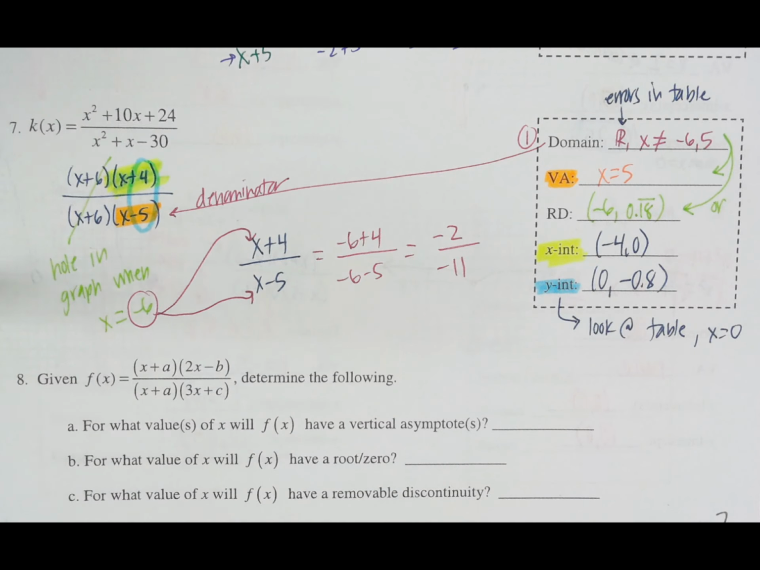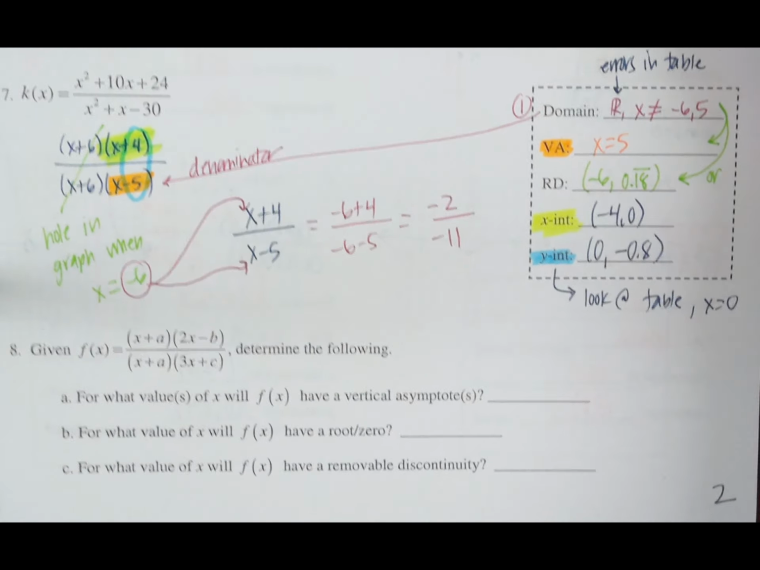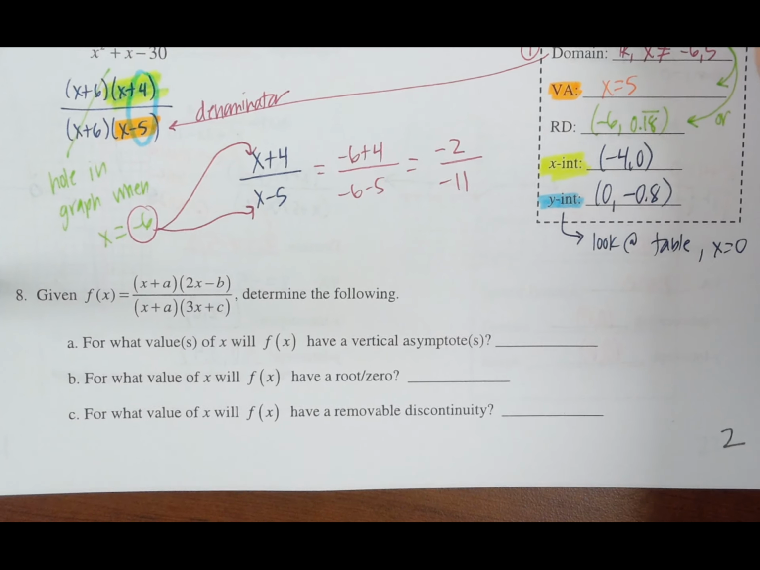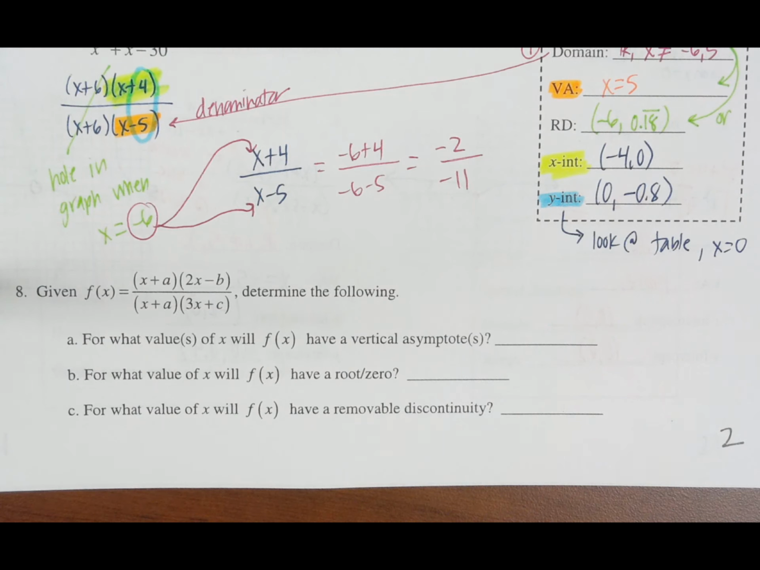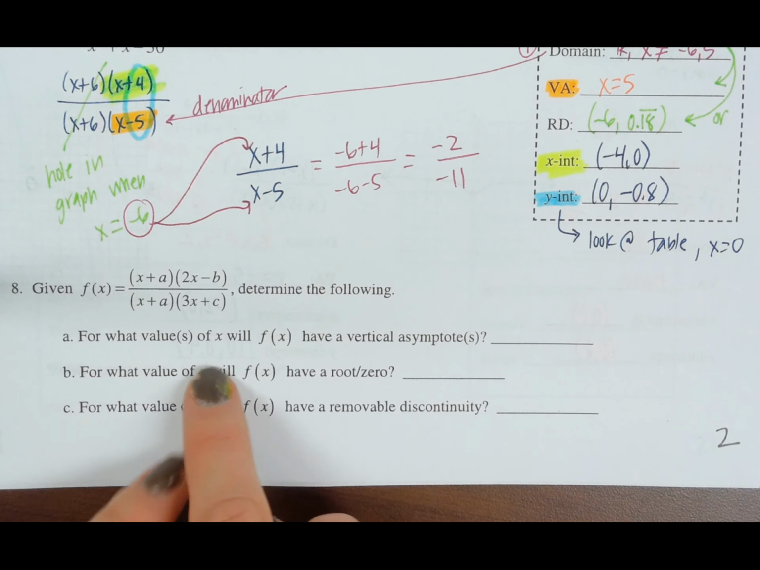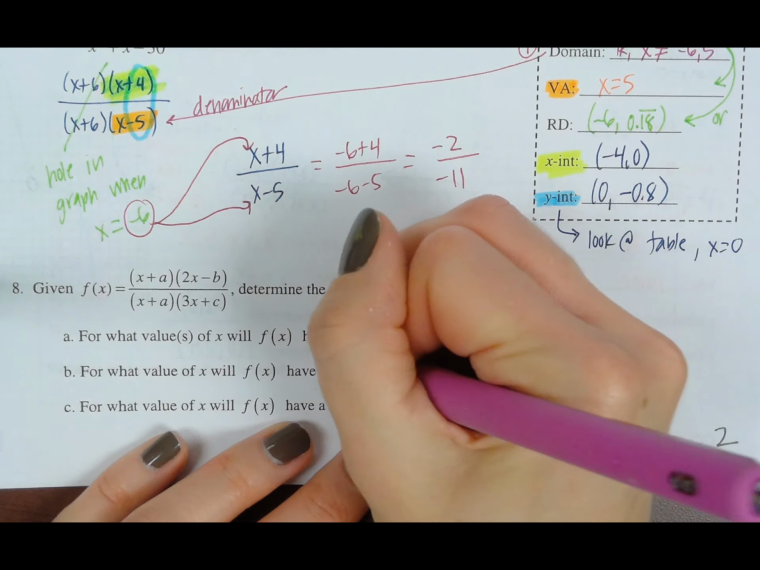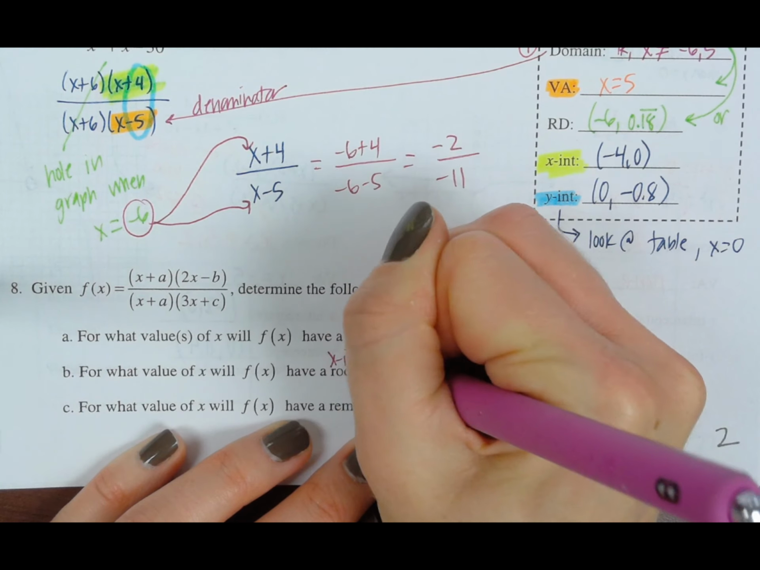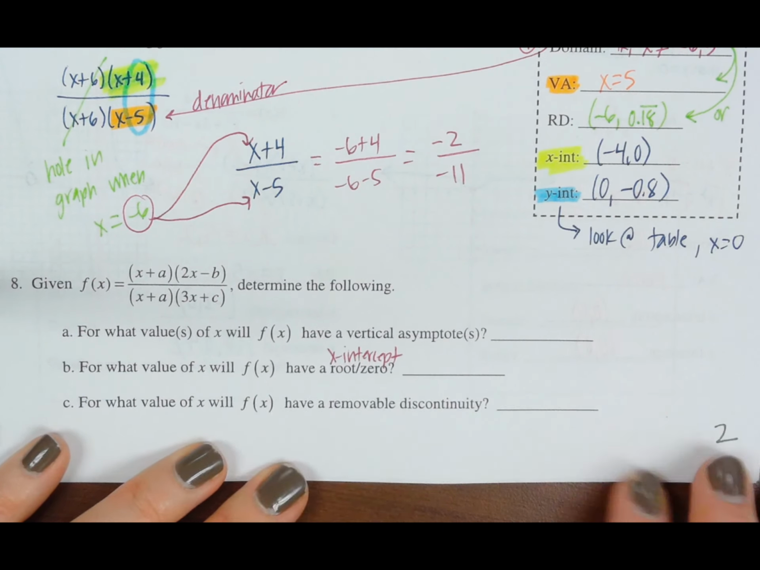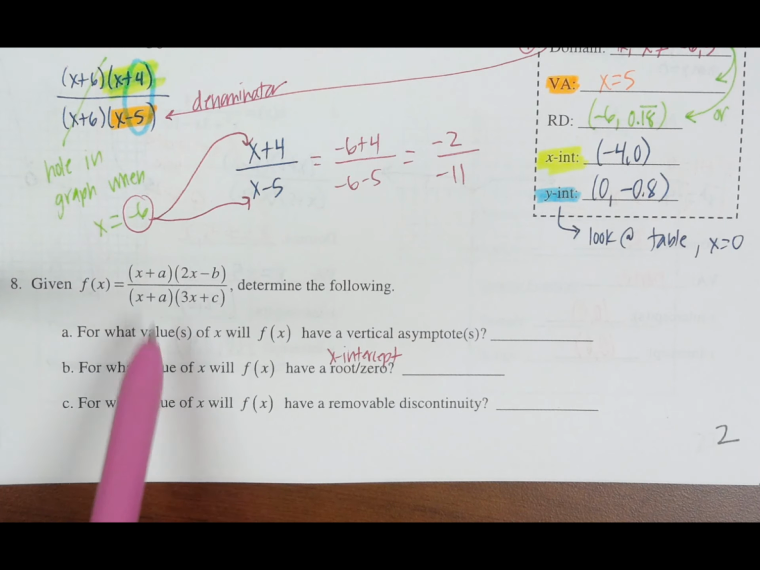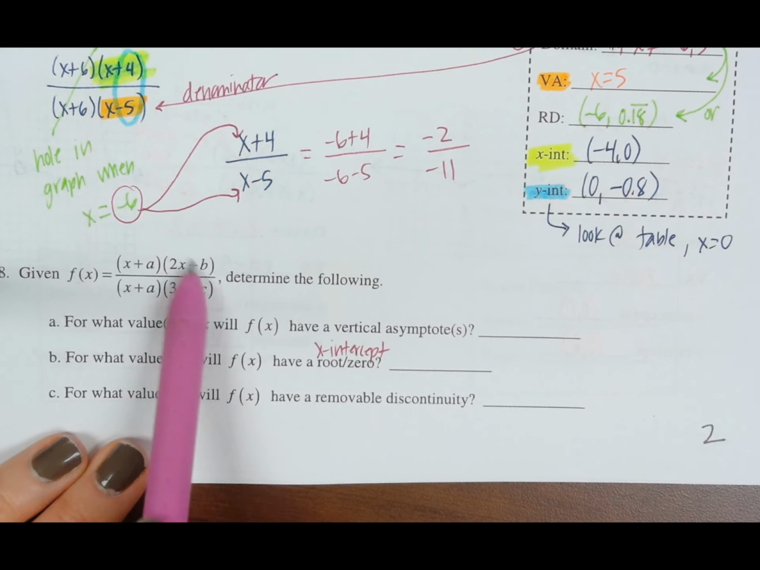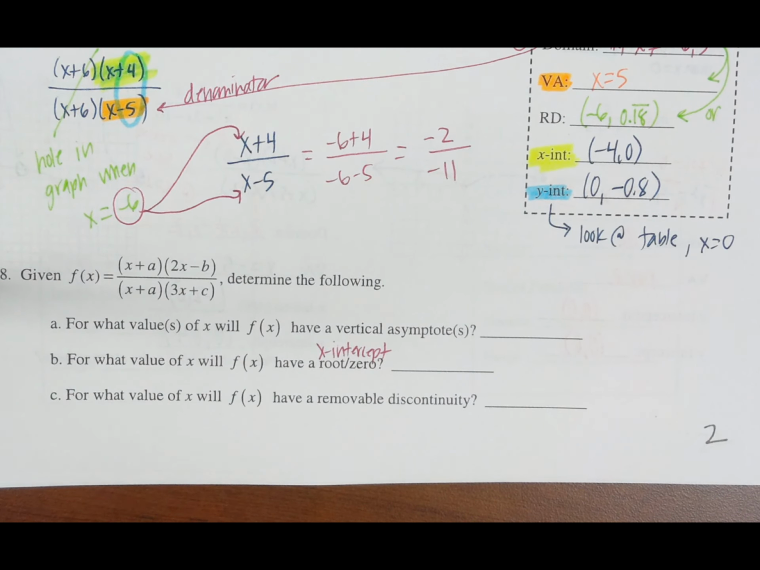Okay. The last question on here is basically what we just did, but in more of a general way. So I'm trying to figure out where you're going to have vertical asymptotes, where you're going to have a root or a 0, which in other words is an x-intercept, and where you're going to have a hole. Because I took out the numbers in here, I kind of took your ability to graph this away. But here's the thing.